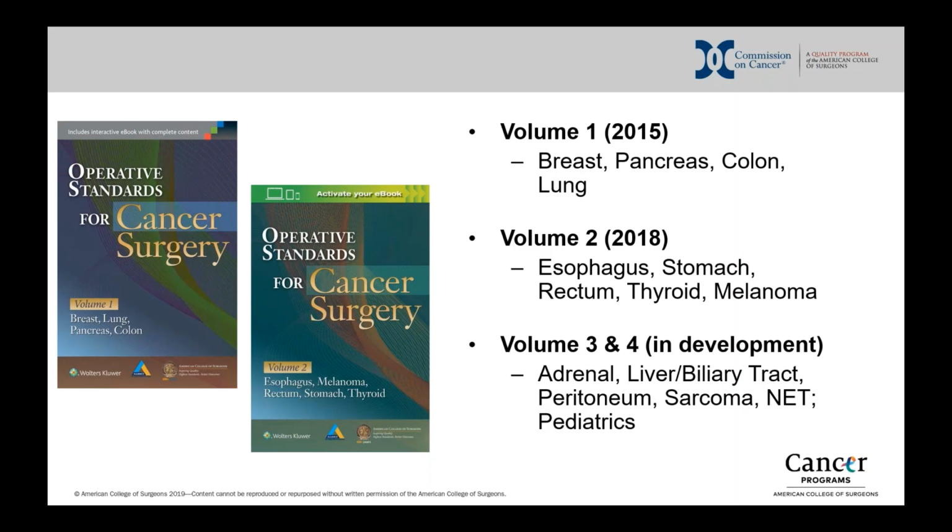Volume 3, which is currently in development, provides standards for adrenal, hepatobiliary, peritoneum, sarcoma, and neuroendocrine operations. Volume 4, also in development, provides standards for pediatric cancer operations. It is anticipated that future updates to these manuals will keep the standards relevant and reflective of advances in the fields.